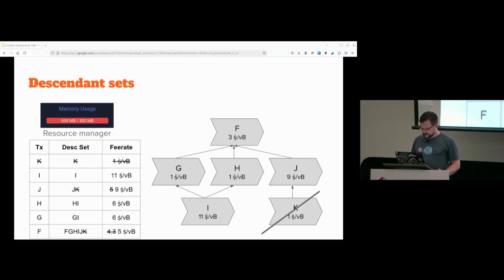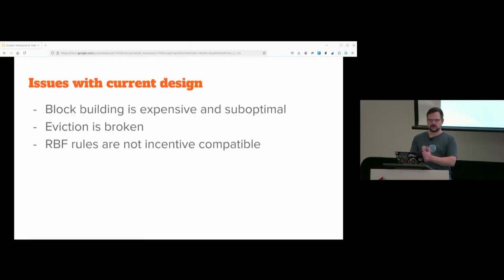All right, so we have found out block building currently is expensive because we have to recalculate all the ancestor set scores whenever we pick any ancestors of another transaction into the block. Eviction is broken. It doesn't actually evict the last things we want to mine. And this one I haven't motivated more yet, but actually the current replace by fee rules do not always give us the best block templates.